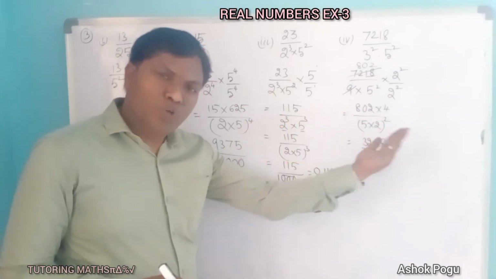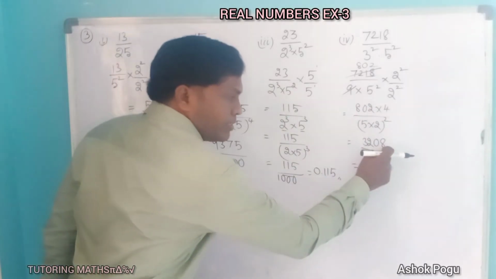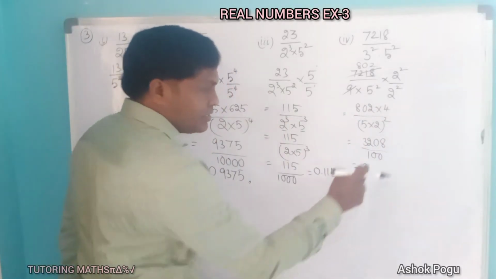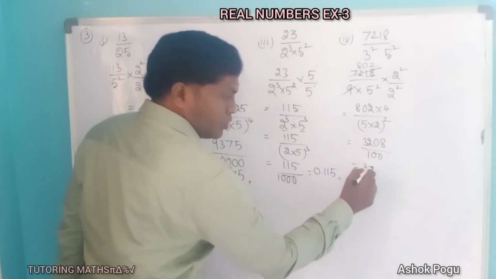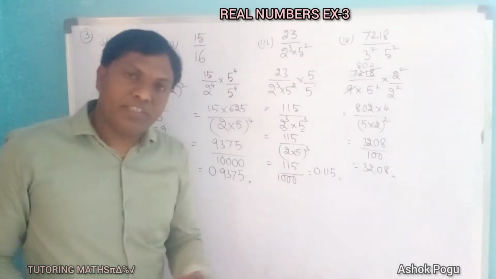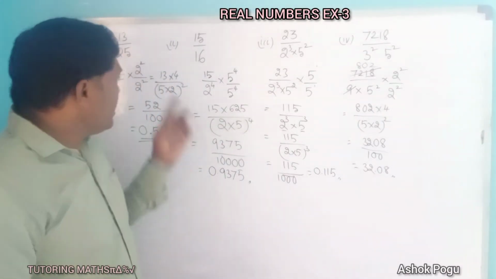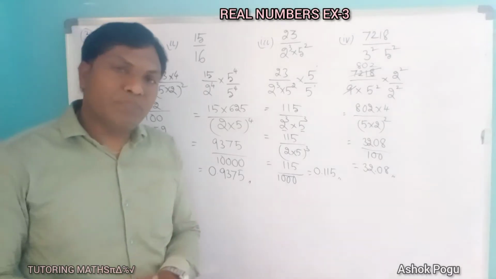Start counting from units place, from the right side, from the end. 1 2, we require 2 decimal places, 1 2, so it becomes 32.08. So this is the process, my dear students. Practice well, you'll get perfection. Let's continue the next bit, fourth bit.